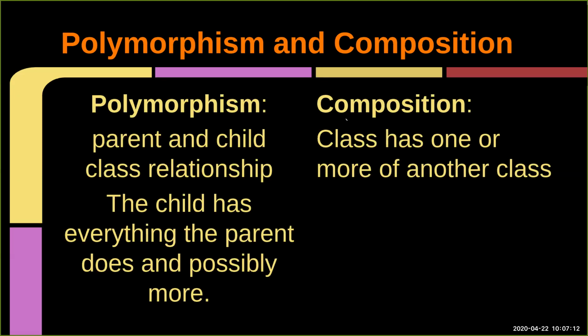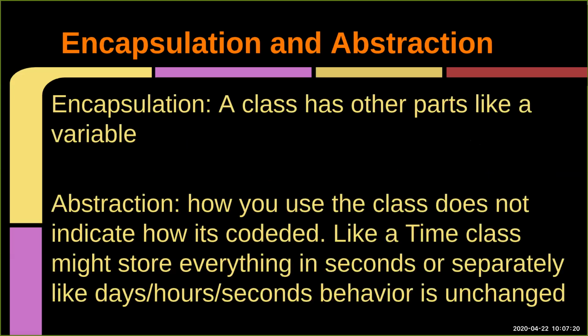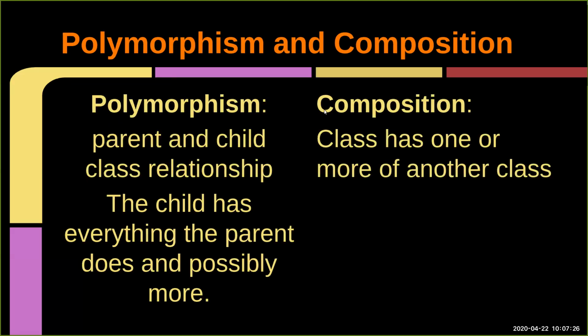And then composition is essentially when a class has one or another class. That's very, very close to encapsulation, right? It's a form of encapsulation where a class has other parts. Composition is specifically where a class is composed of other classes. That's a little bit different than polymorphism, because strictly a child, in this case, only has the one parent.